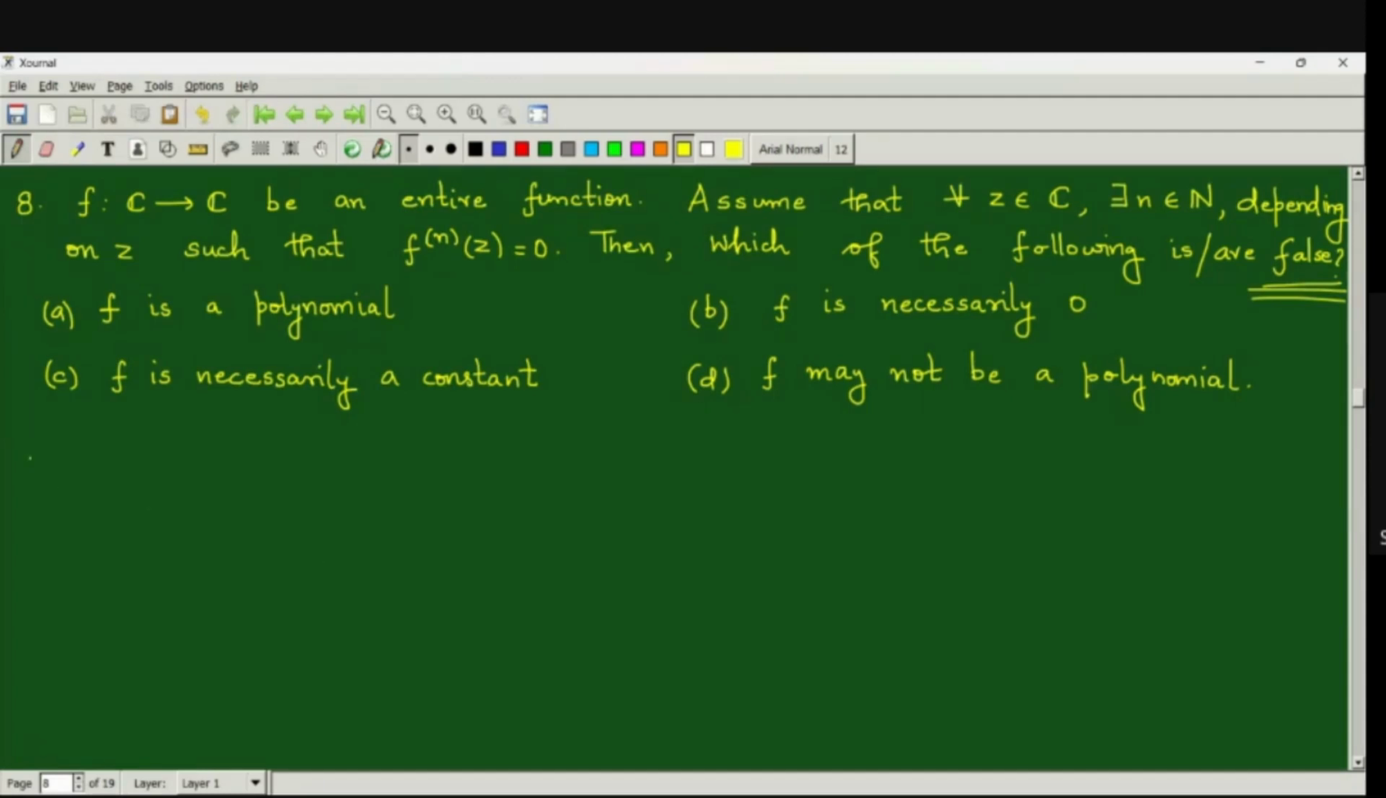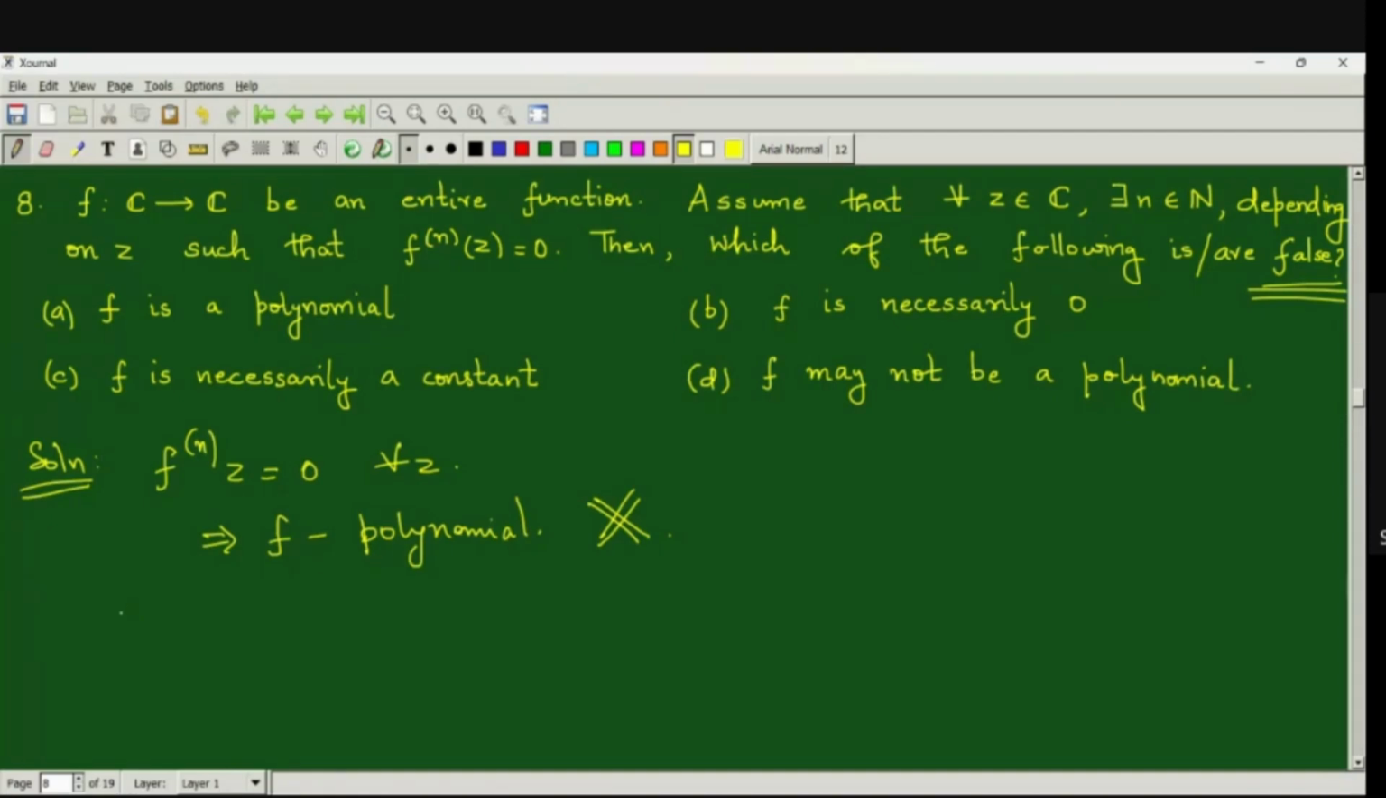So, I will start, okay? What is given? It is not given that the nth derivative of f at z is 0 for all z, which would imply f is a polynomial. This is not the explanation. This is false. Can anyone tell how you proved that f is a polynomial? This proof is really nice.